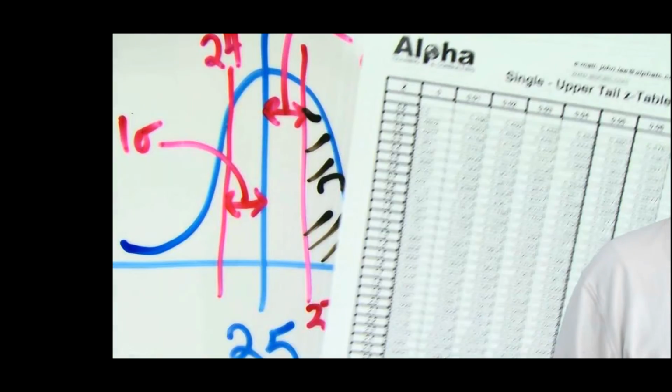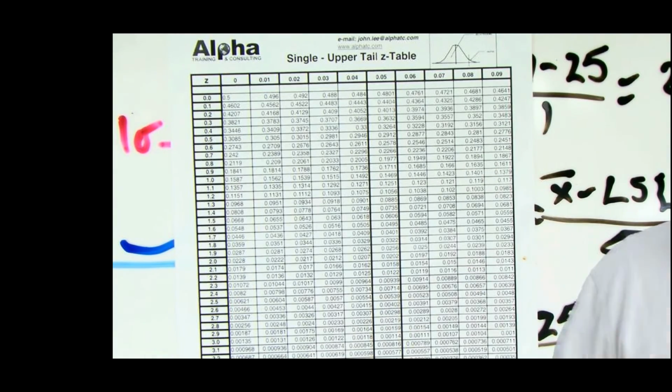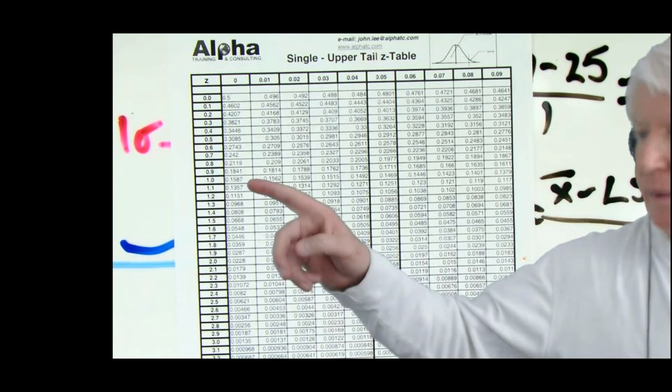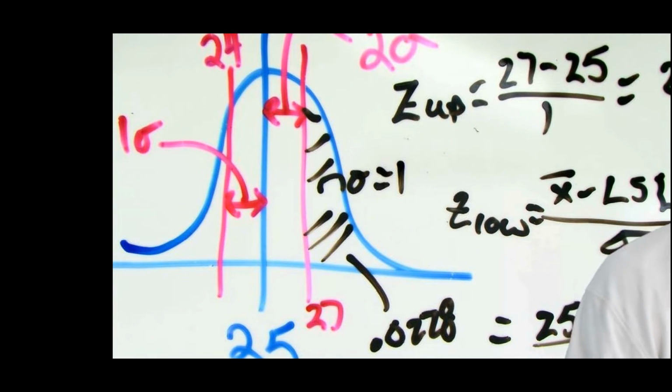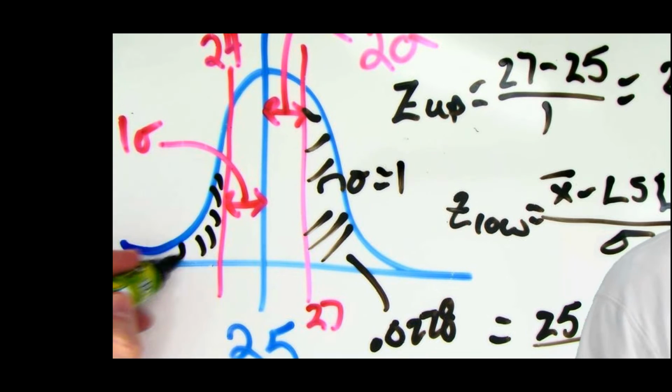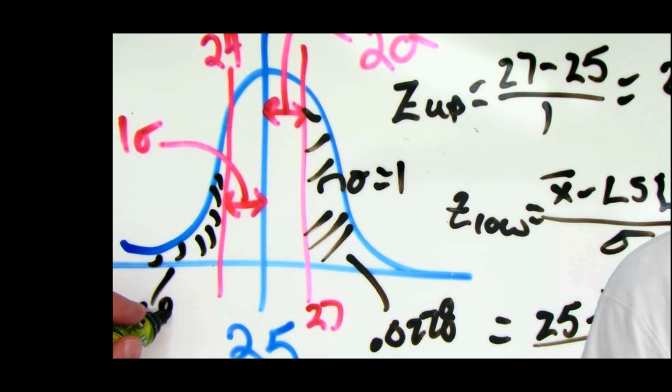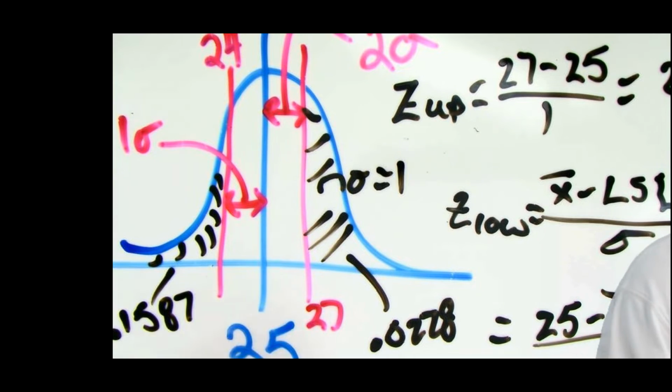Okay, then I'm going to look up 1 sigma, 1.00, 0.1587. So this area here is 0.1587. You with me? Yes, sir. Okay.